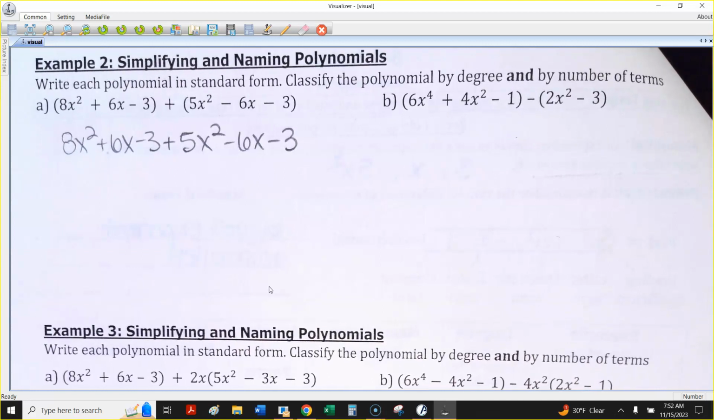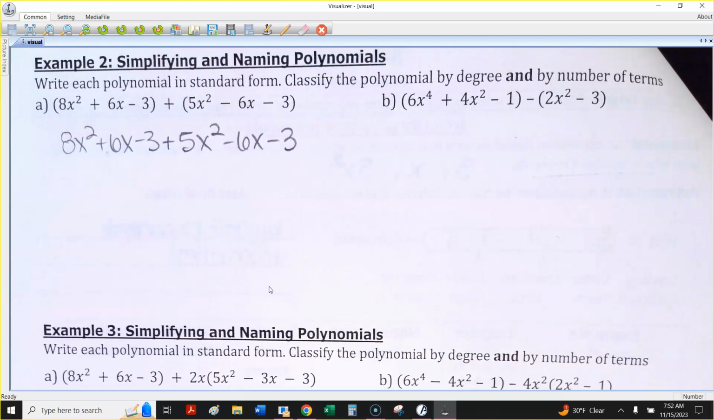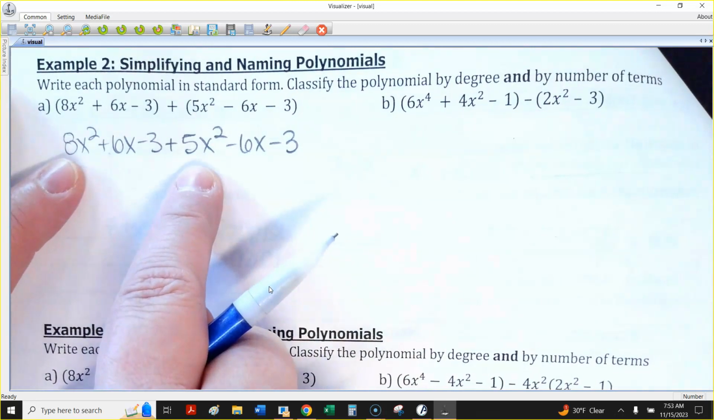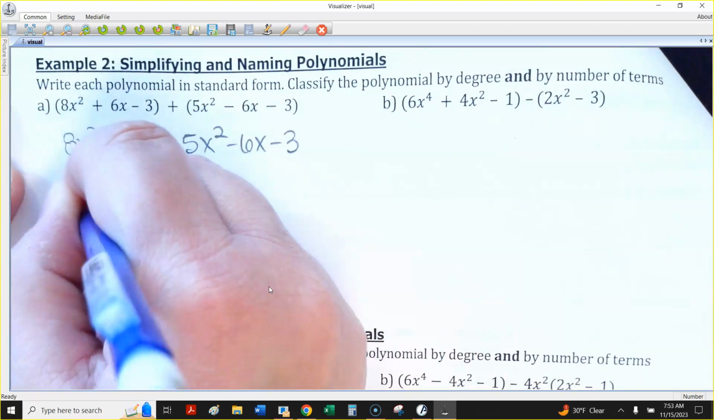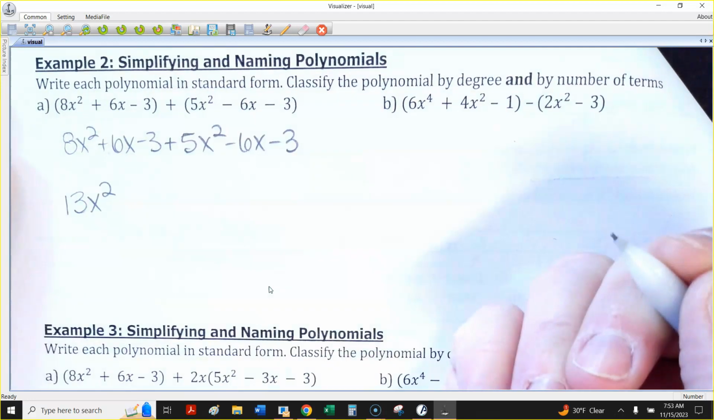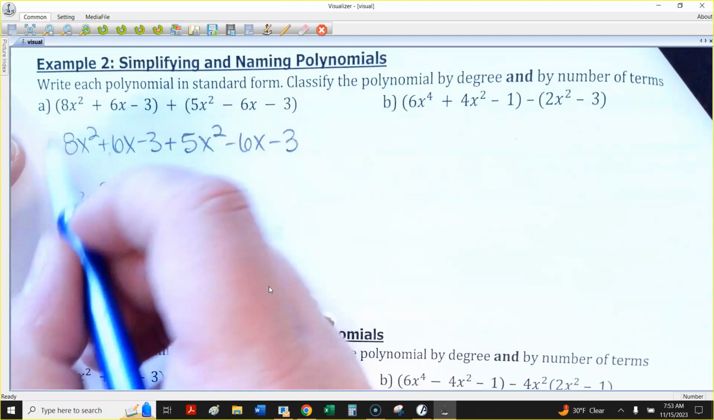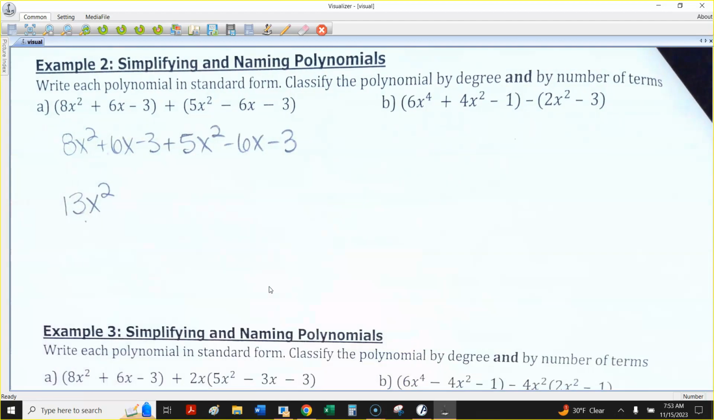Okay, how would I add these together? Like how many x squareds do I have? We have two terms with x squared, but how many total, if I actually added them? Perfect. All right, you don't change the exponents when you're adding or subtracting. You're just adding or subtracting the coefficients. So I got an 8x squared, 5x squared, that's 13x squared.